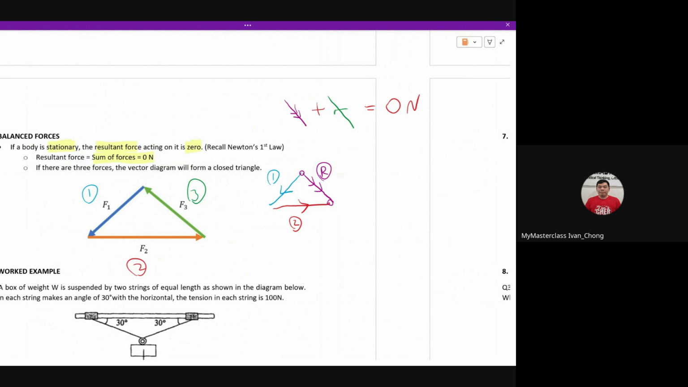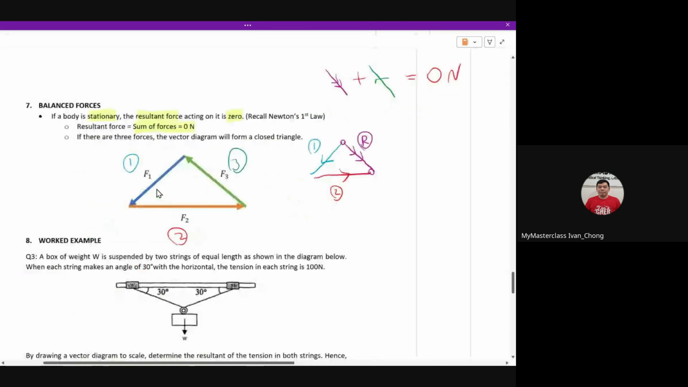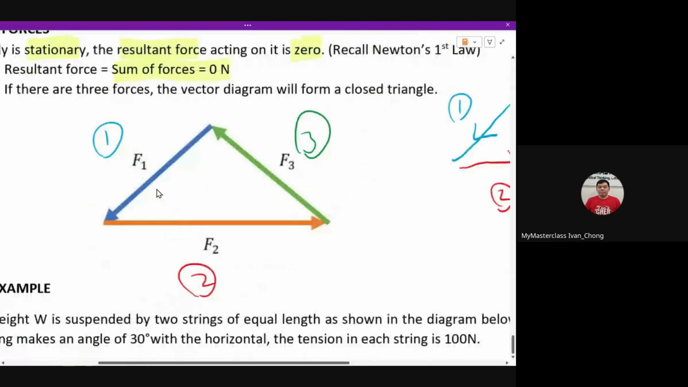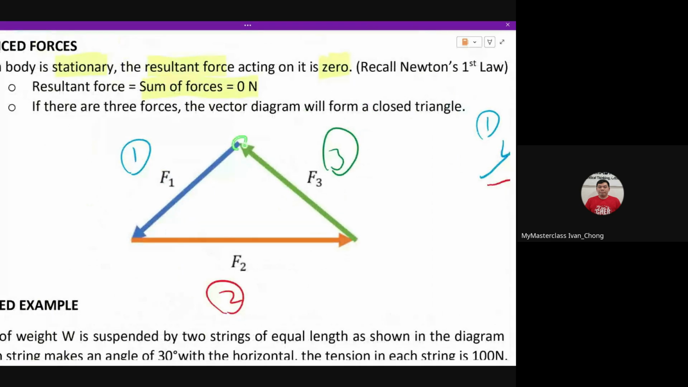Can you notice that? So basically, if you have 0 resultant force, it means that you will form a closed triangle. When you form a closed triangle, you notice that if this is my starting point, I will end at the same point. My start and end is the same. If I start at the bottom left and go one round, I start and end here as well. So when the resultant force is 0, your start and end will be in the same position. Start and end will always be the same position.